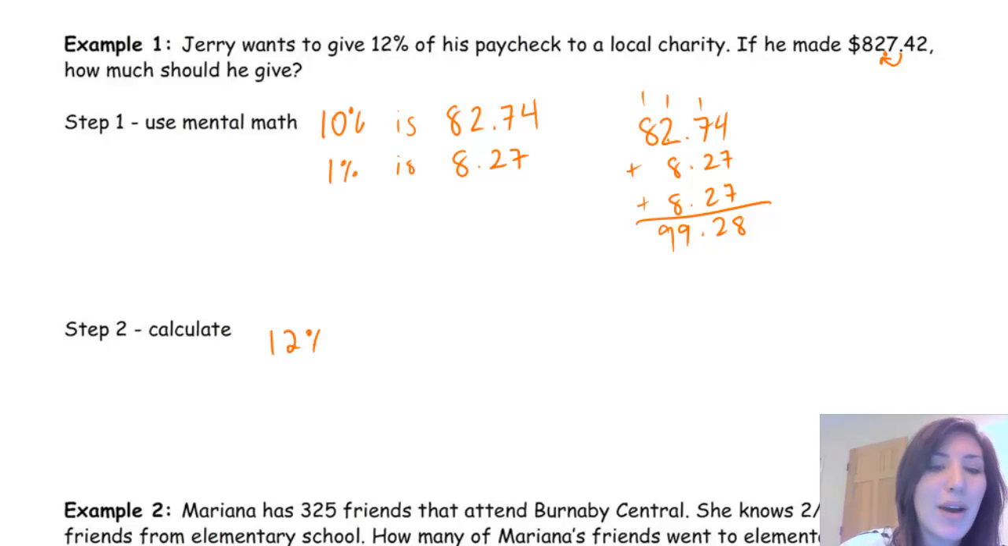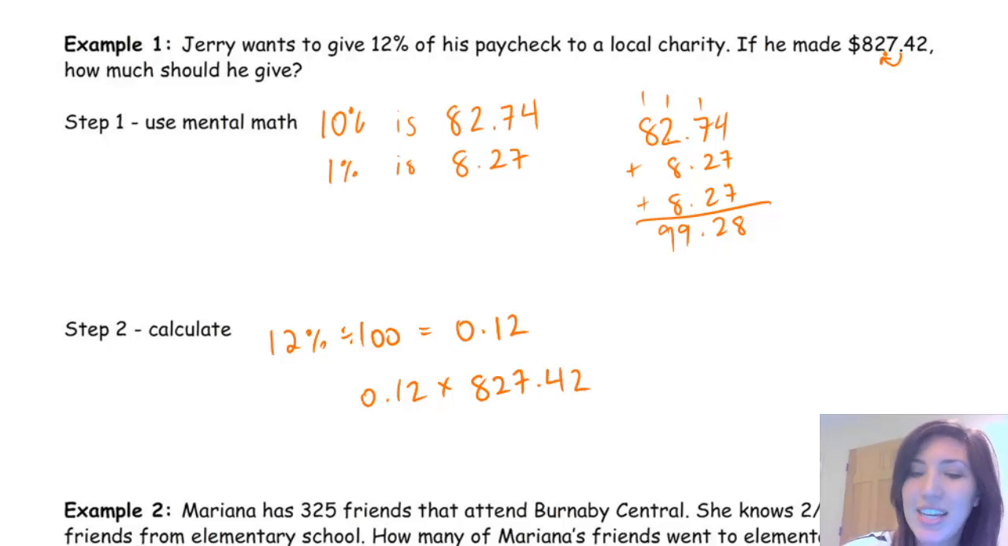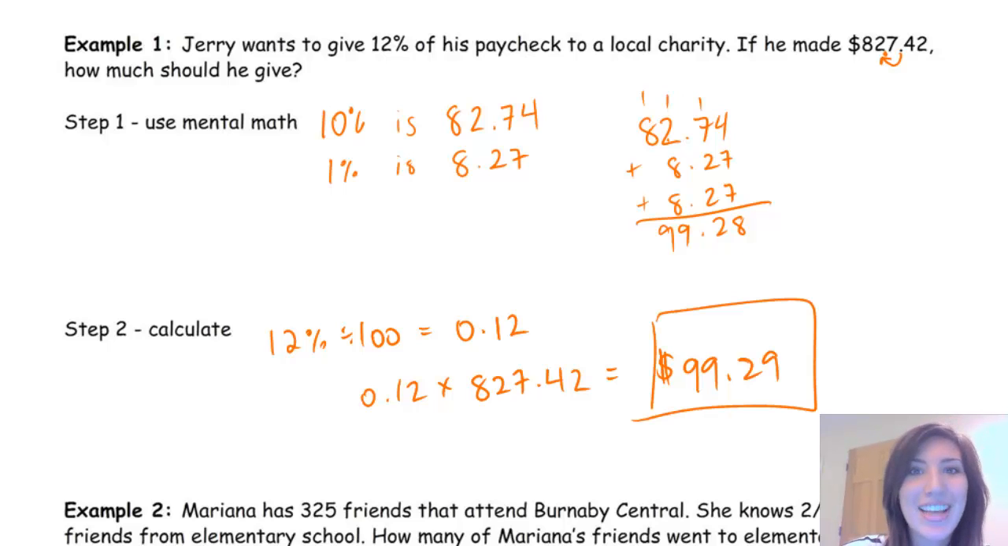To get that exact answer, let's calculate it out. 12% divided by 100 will give us 12% as a decimal, which is 0.12. 0.12 times his total of $827.42 gives us an answer of 99.29. Whoa, that's a pretty close estimation.